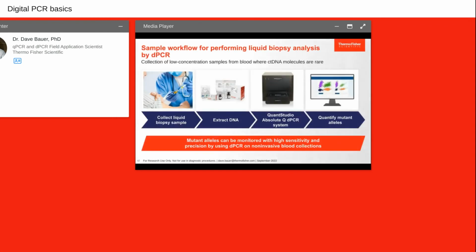All of those assays can be easily implemented into a workflow where we have the liquid biopsy sample collected, some kind of pre-processing to clean up the sample and extract DNA, and then that sample is run on the digital PCR system. Again, mentioning that the digital PCR system takes care of all the sub-steps of digital PCR, very hands-off from the user, and then outputs the information that we need in terms of those mutant allele frequencies.